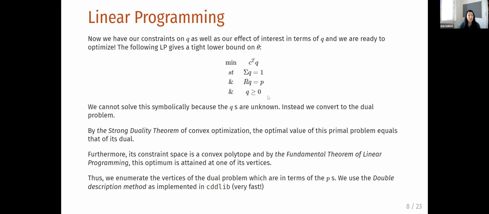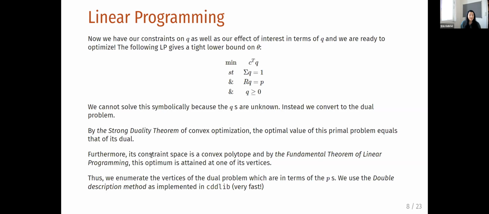So if we could observe the Qs, this would just be a standard linear program we could solve. But unfortunately, we can't solve this symbolically and have it be useful because we can't ever estimate the Qs. So instead, we want to convert to the dual of the problem through these constraints to be in terms of the P's, the observables, and then do the optimization. And we know that this will also be optimizing the thing we're actually interested in, the estimand, because of the strong duality theorem, which means that we can solve this problem in terms of P's and still know that we're actually minimizing or maximizing in terms of the Q's.